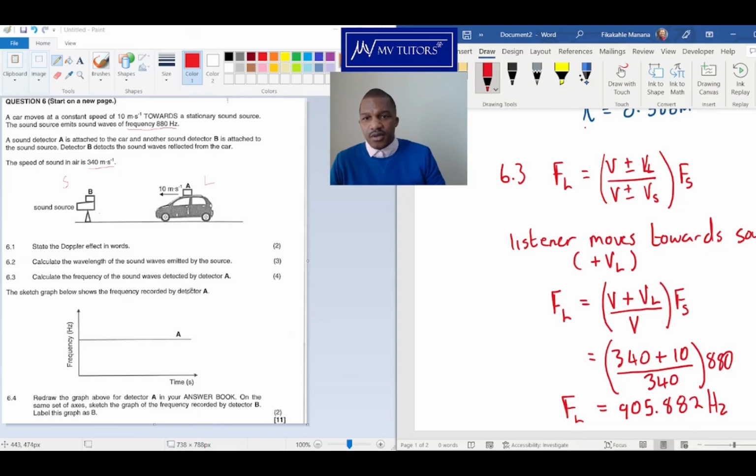Detector recorded by detector A. Redraw the graph above for detector A in your answer book on the same set of axes. Sketch the graph of the frequency recorded by detector B. Label this graph B. Okay, so what are we gonna do here?